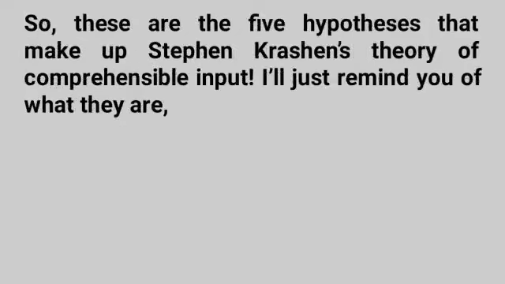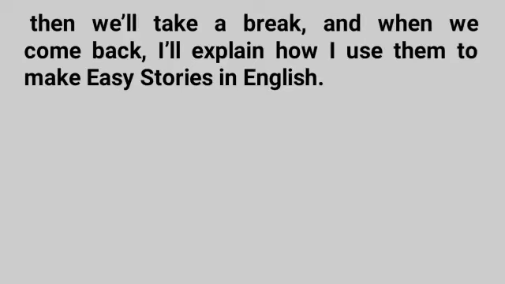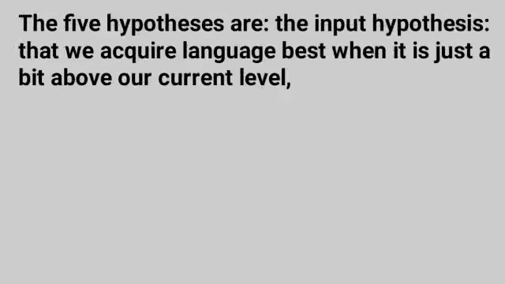So, these are the 5 hypotheses that make up Stephen Krashen's theory of comprehensible input. I'll just remind you of what they are. Then we'll take a break, and when we come back, I'll explain how I use them to make easy stories in English. The 5 hypotheses are: the input hypothesis, that we acquire language best when it is just a bit above our current level, or 1 plus 1.